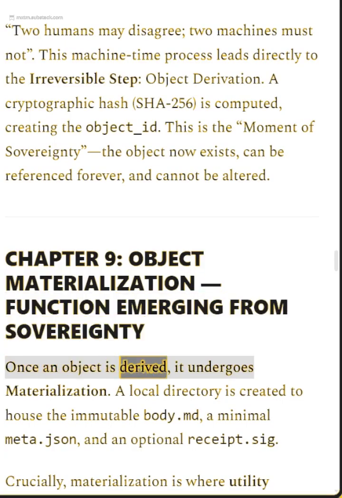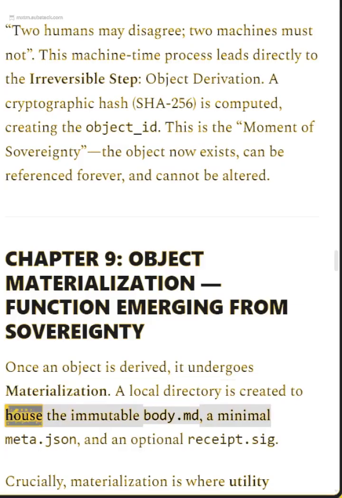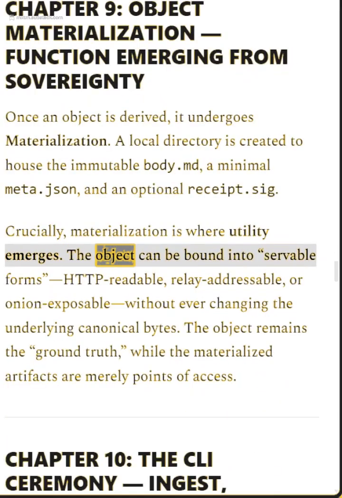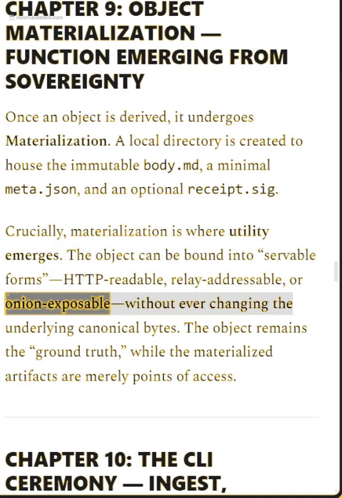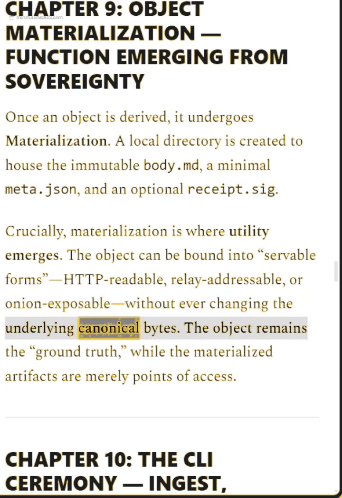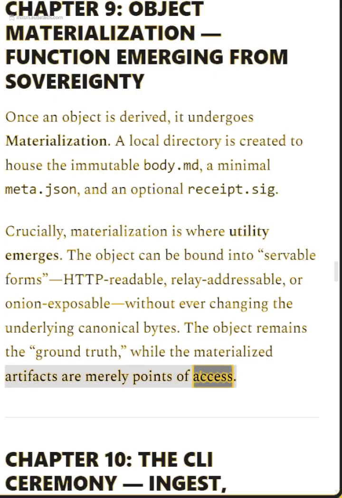Once an object is derived, it undergoes materialization. A local directory is created to house the immutable body.md, a minimal meta.json, and an optional receipt.sig. Crucially, materialization is where utility emerges. The object can be bound into servable forms, HTTP-readable, relay addressable, or onion exposable, without ever changing the underlying canonical bytes. The object remains the ground truth, while the materialized artifacts are merely points of access.